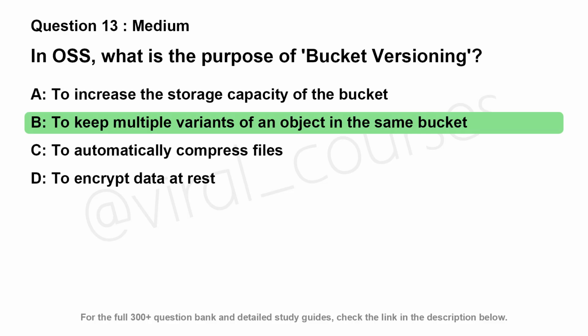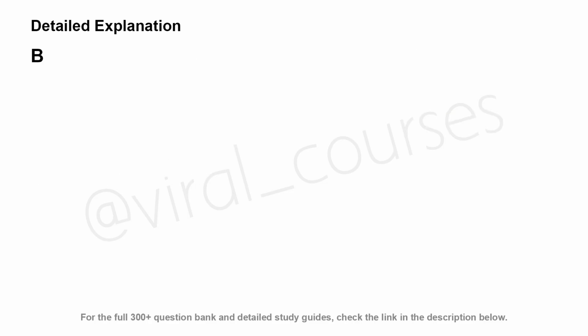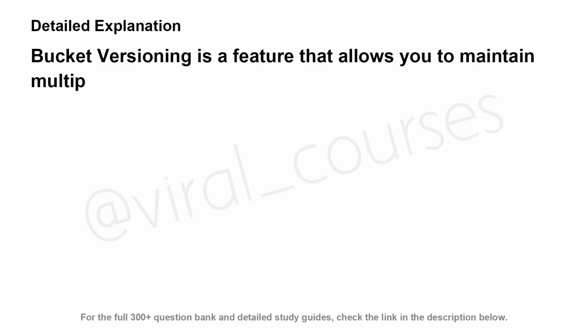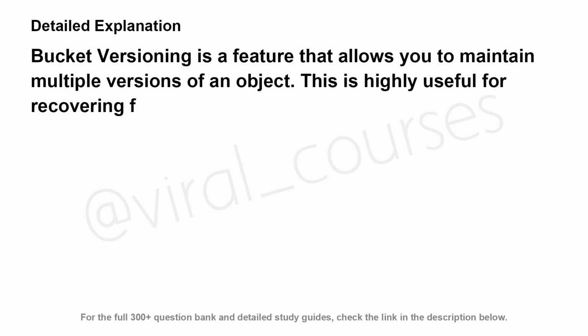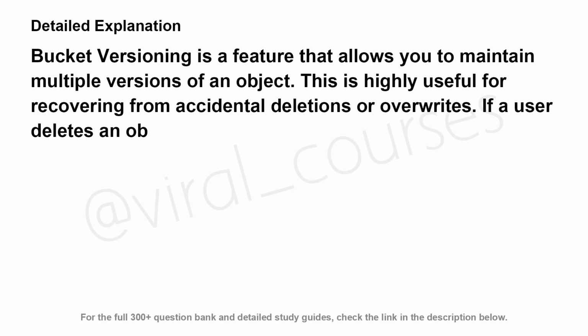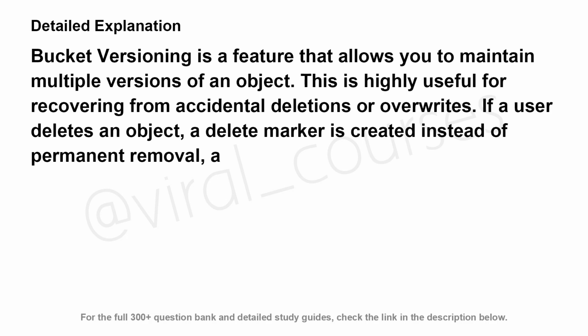The correct answer is B. Bucket versioning is a feature that allows you to maintain multiple versions of an object. This is highly useful for recovering from accidental deletions or overwrites. If a user deletes an object, a delete marker is created instead of permanent removal, allowing for easy restoration.